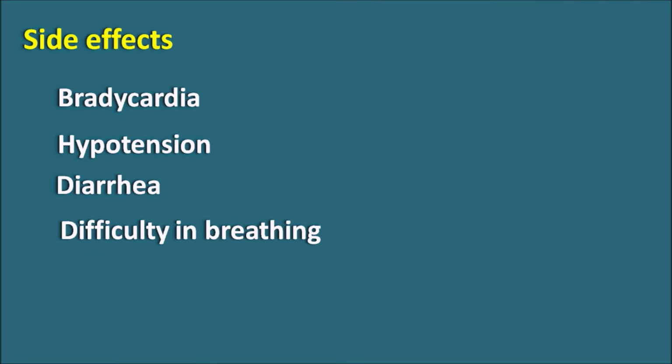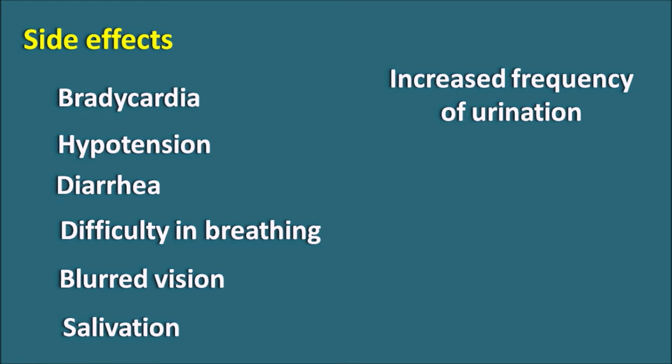And difficulty in breathing. The cholinergic agonists produce bronchoconstriction, which may be observed as difficulty in breathing in the treated patients. Blurred vision is another side effect because these drugs produce pupillary constriction, so vision is going to be disturbed, leading to blurred vision. Because these drugs are going to increase the exocrine secretions, salivation is observed, and these drugs can produce bladder constriction, thereby they can increase the frequency of urination. And finally, these drugs can also produce some nausea and vomiting as a general side effect.